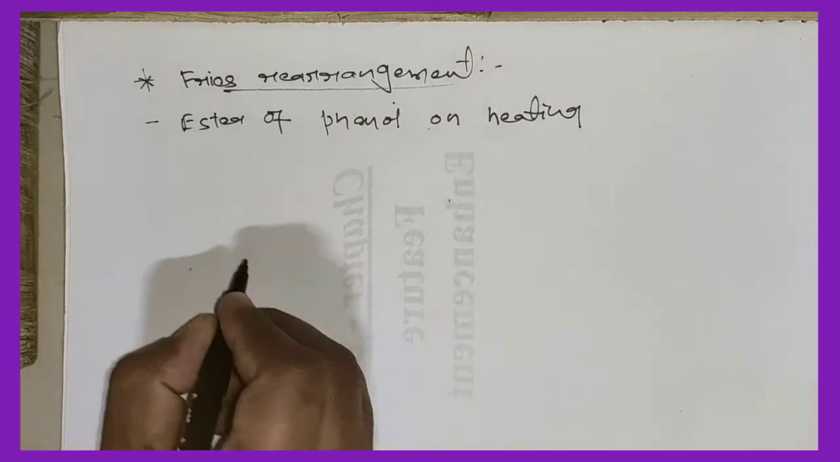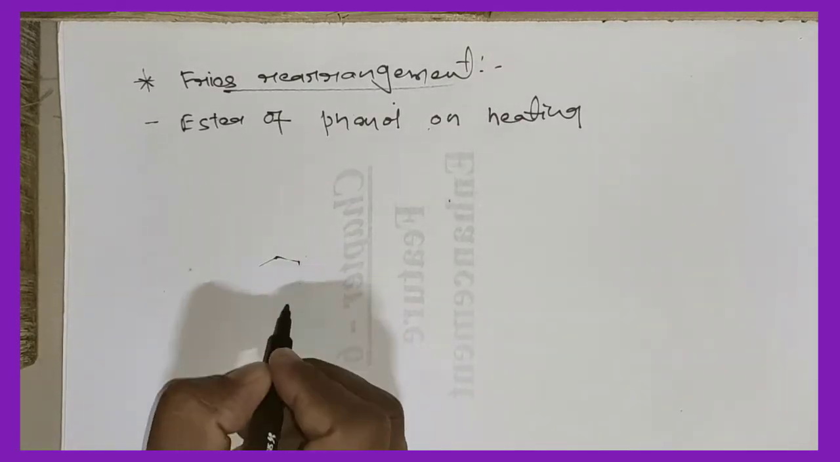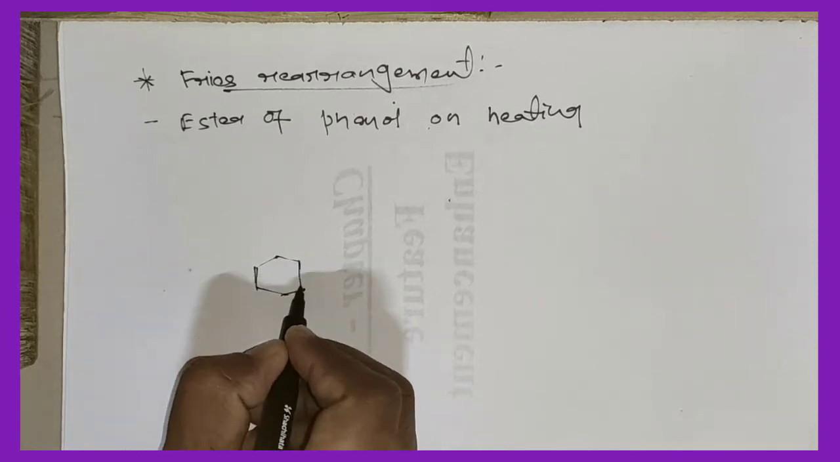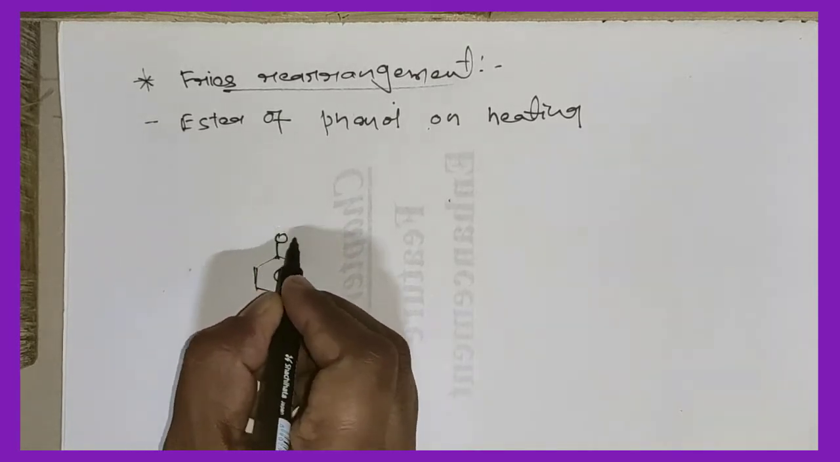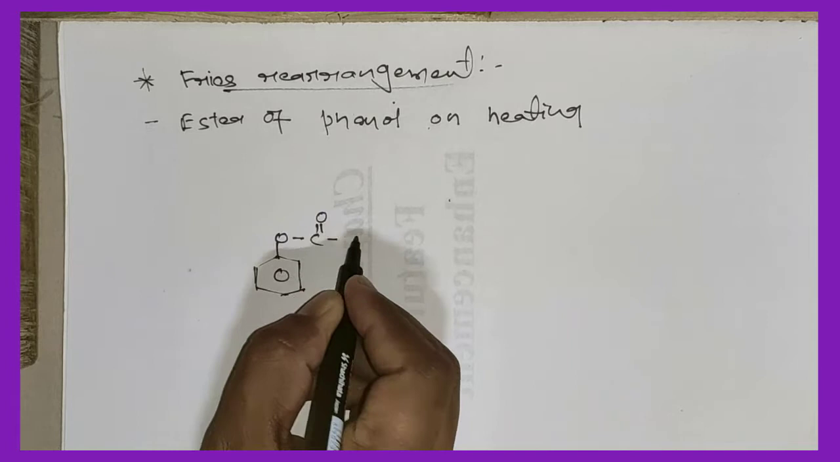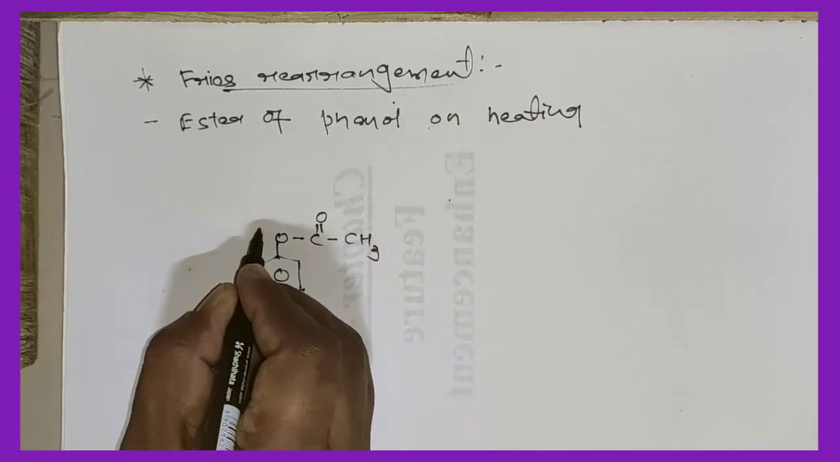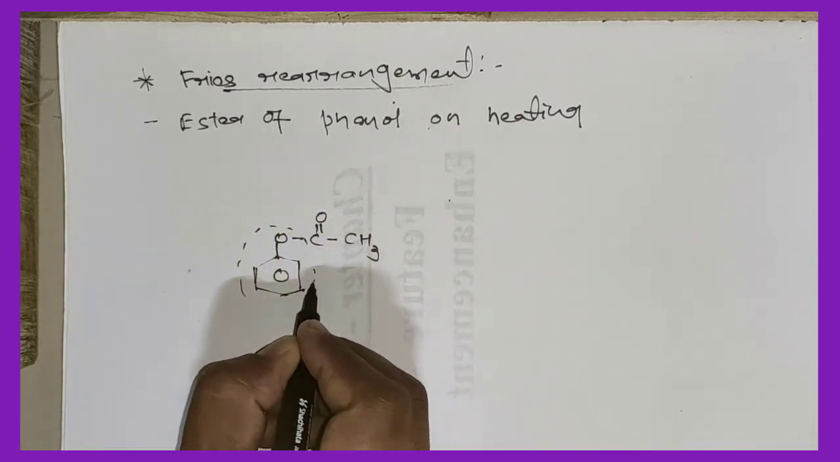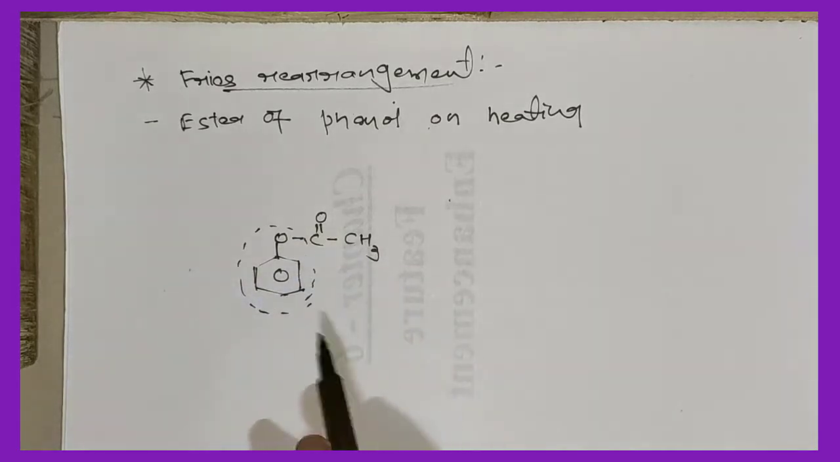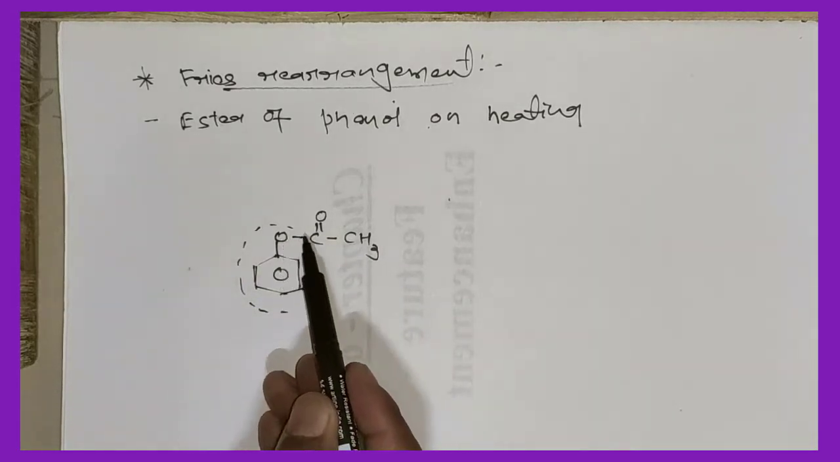So here, ester of phenol. Let me take one example simultaneously. So this is an ester of phenol. Why is it known as ester of phenol? Because this part is from phenol. If we put H here, then it is the phenol.